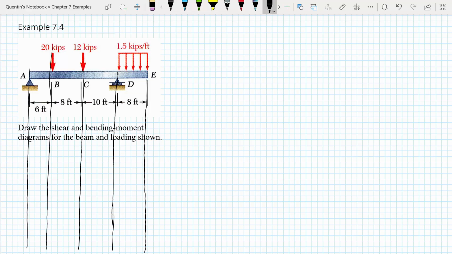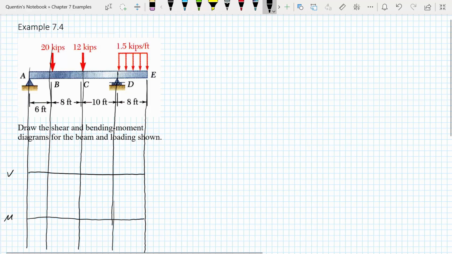Okay, let's look at example 7.4 in the book. I cheated and already put some lines. We're supposed to draw the shear and bending moment diagrams, and so I'm going to do these lines so that we can see the events. So there's my shear and there's my bending moment. Straight as can be. Gotta love it.